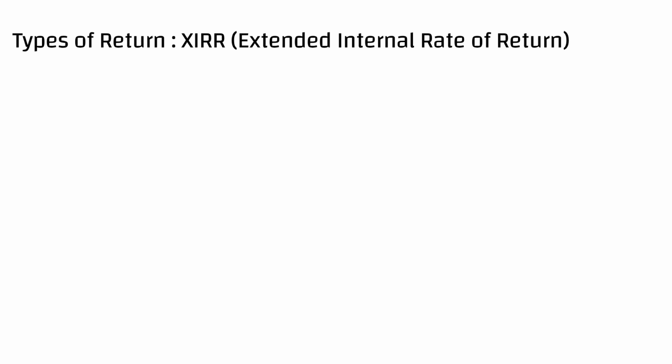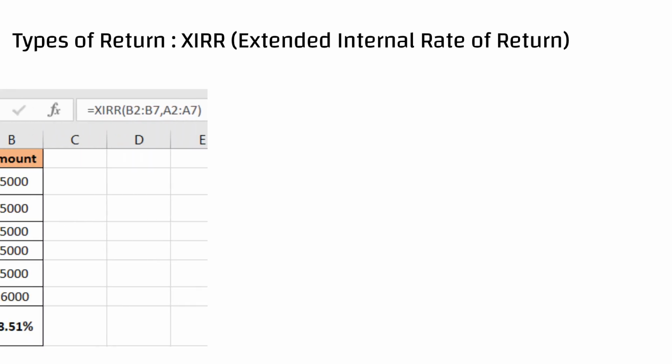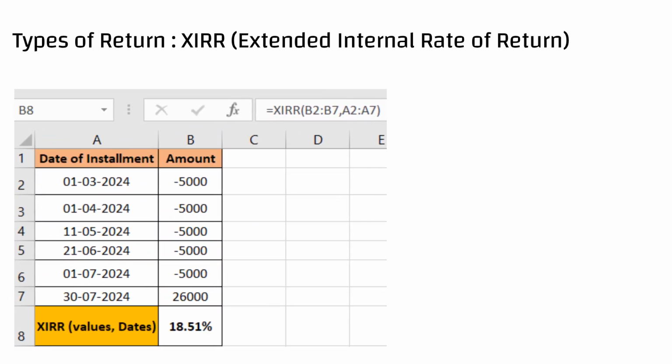Suppose a person has invested in a portfolio where he has to pay a monthly investment of rupees 5,000 on the respective dates as shown here. So basically on 1st of March he paid 5,000, then on 1st of April he paid again 5,000, the next one he paid on 11th May, then the next one on 21st of June, and finally on the 1st of July, and later he got the amount of 26,000.